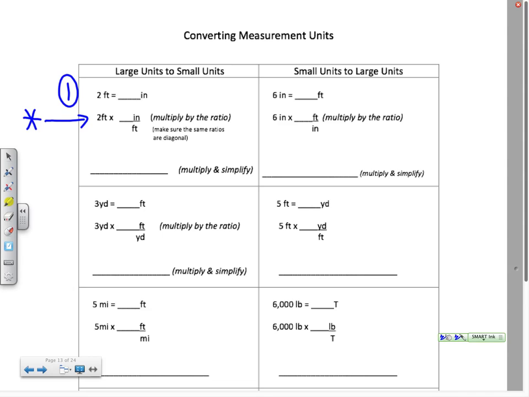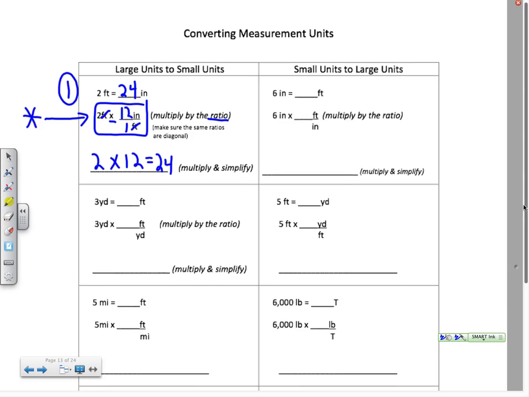So 2 feet times, there's our multiplication problem. We need to know the ratio of inches to feet. So 12 inches in 1 foot. Now it's simply a multiplication problem. 2 times 12 over 1, and I don't need to put the 1 underneath because it still means 12, is 24. So 2 feet equals 24 inches. Okay, so this is what your work should look like. It's a multiplication problem. We don't need our feet anymore.